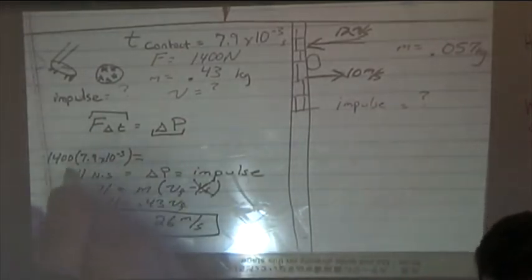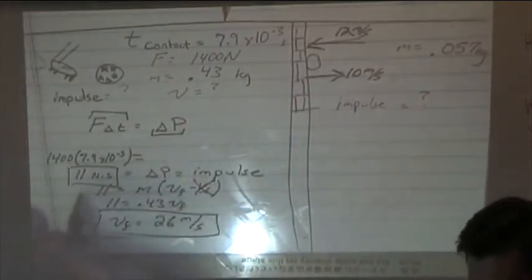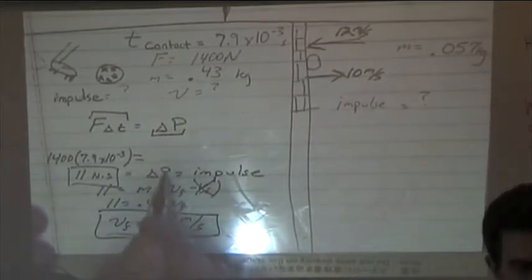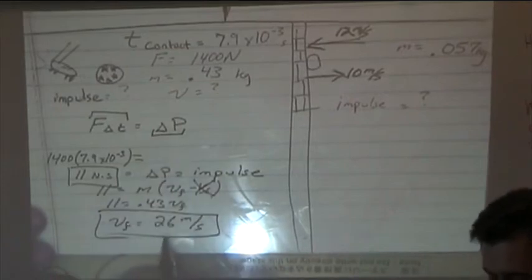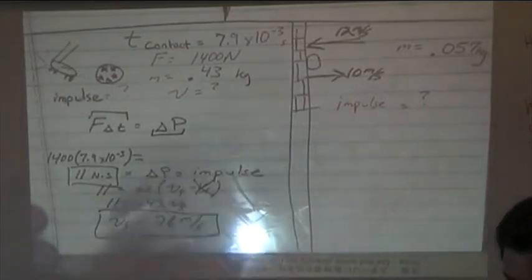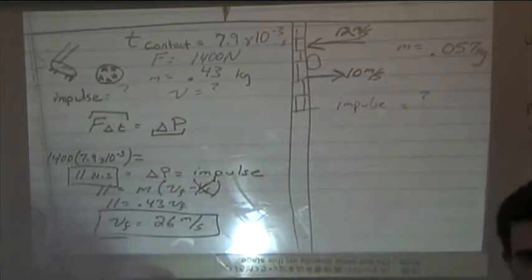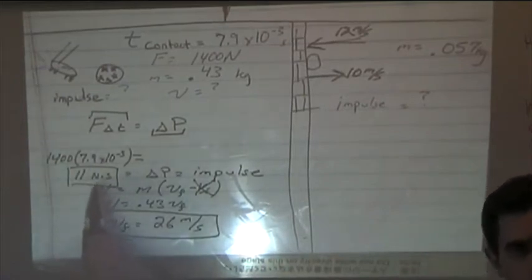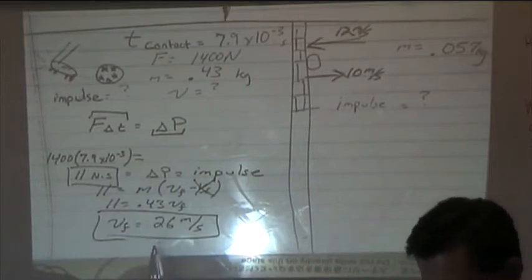So while the impulse is 11 Newton seconds, you can take the question a little bit further and go into the change in momentum to actually find what the final velocity is. So there's a couple different ways you can look at impulse questions. You can find the impulse, or you can use the impulse to see how the momentum changes.